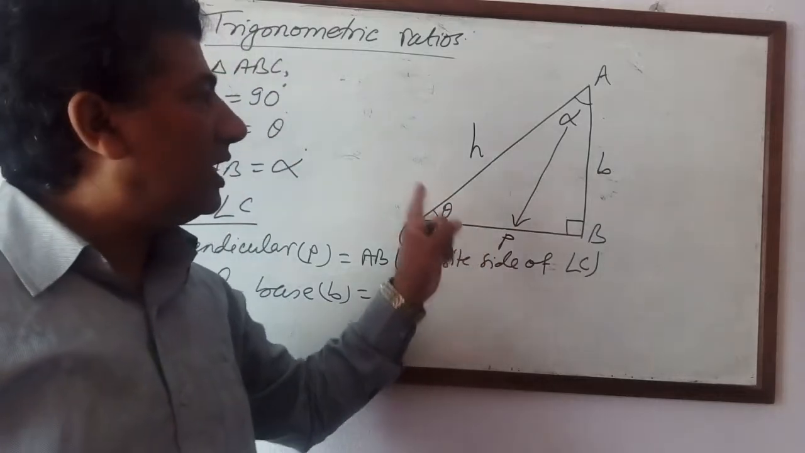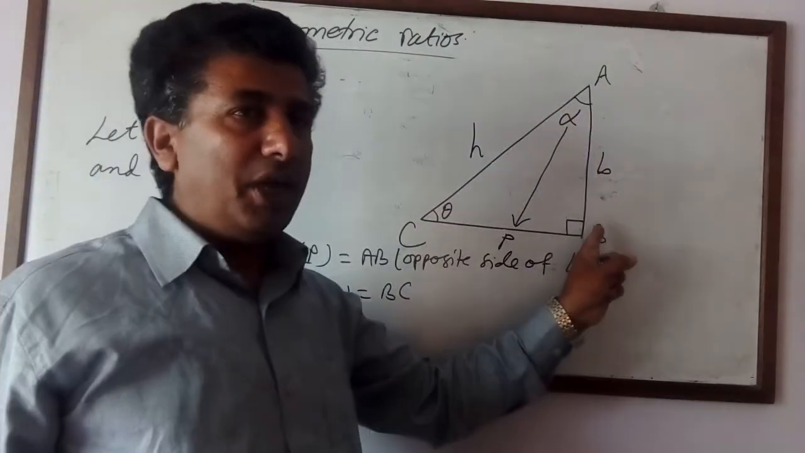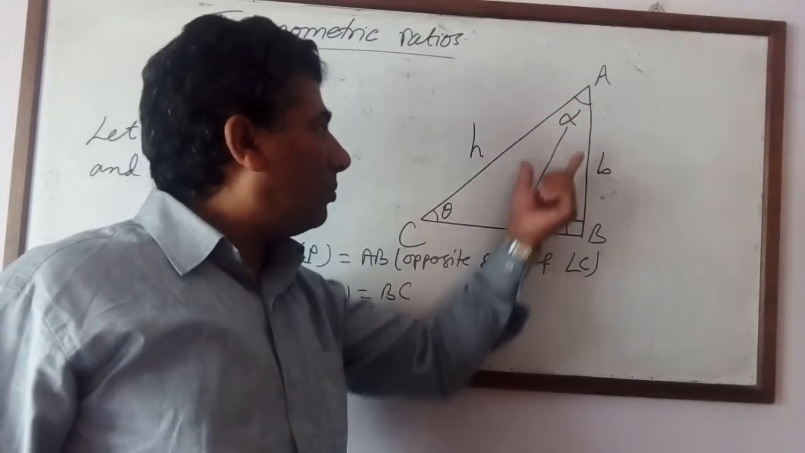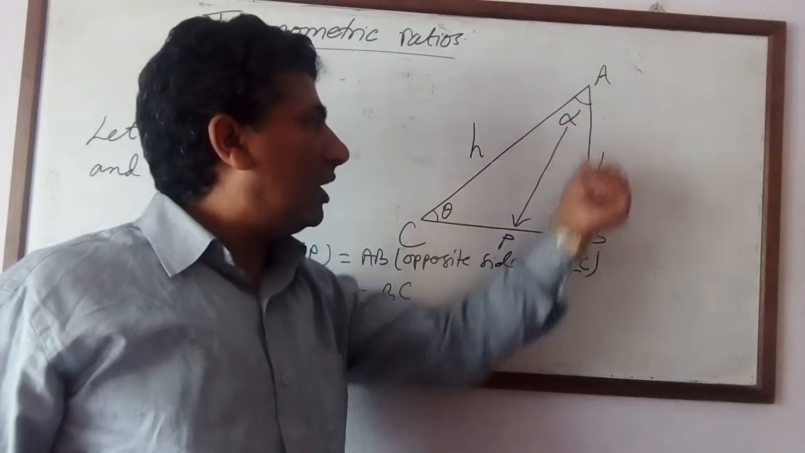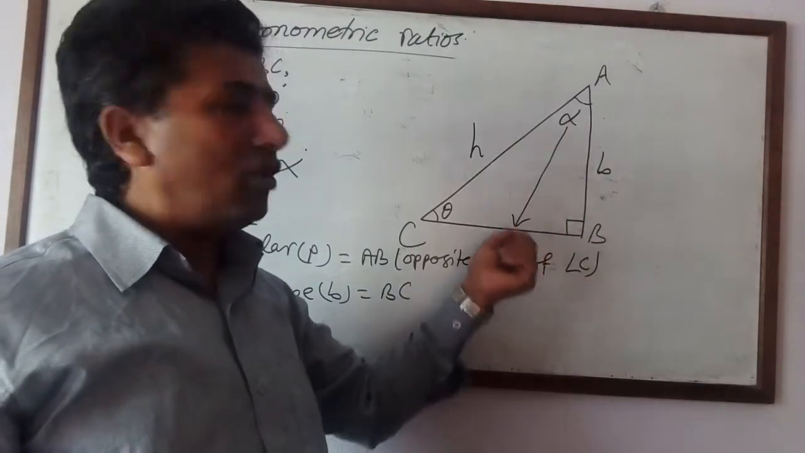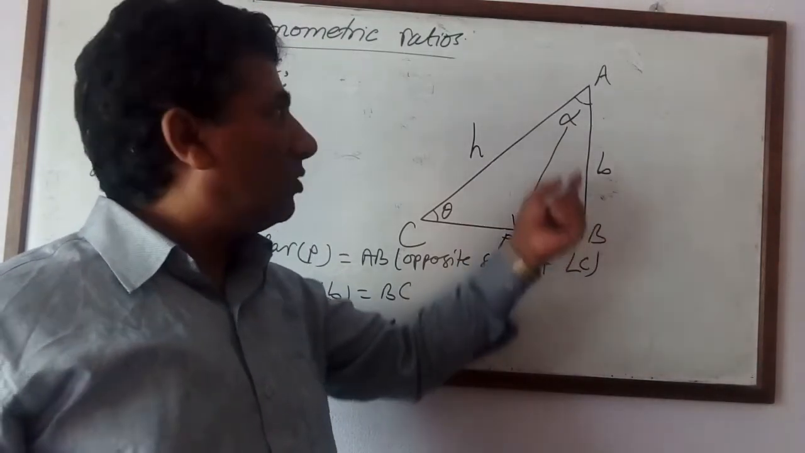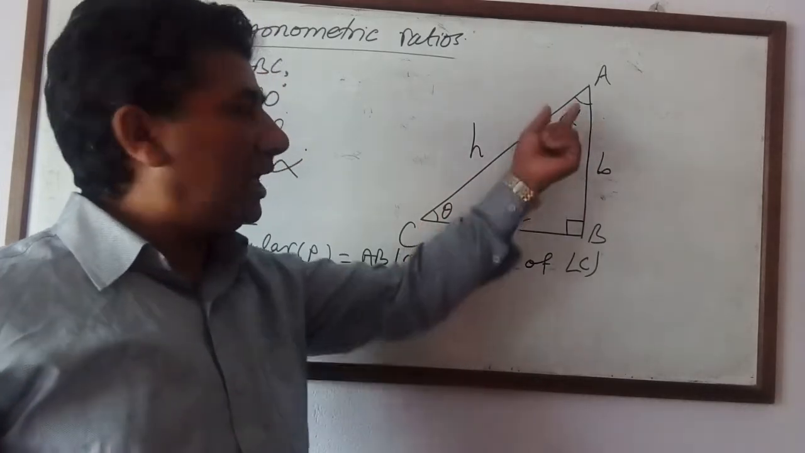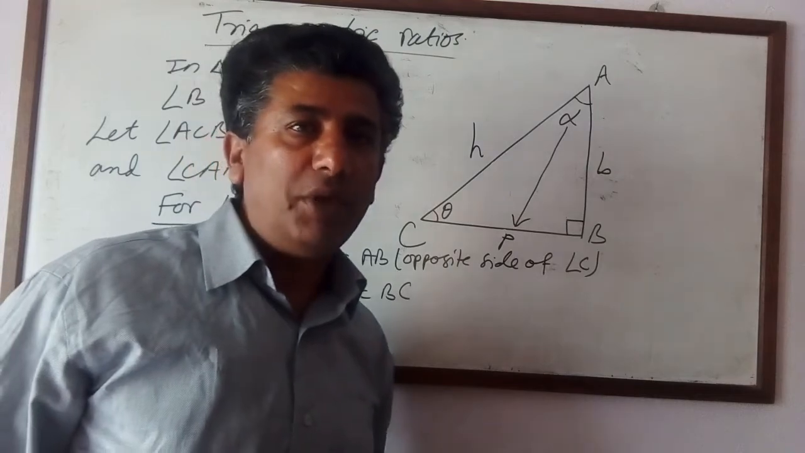For angle C, AB will be perpendicular and BC will be base. But for angle A, the opposite side BC will be perpendicular and AB will be base. You should be able to find the perpendicular and base for different angles. Do not think that the perpendicular and base will be the same for angle C and angle A.